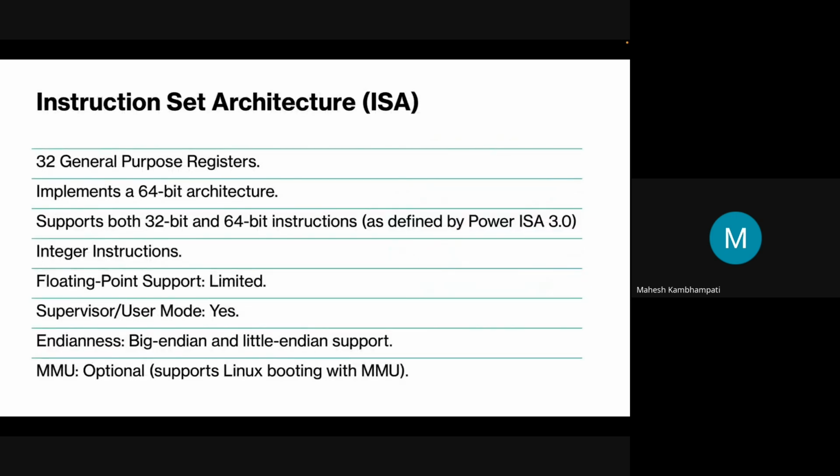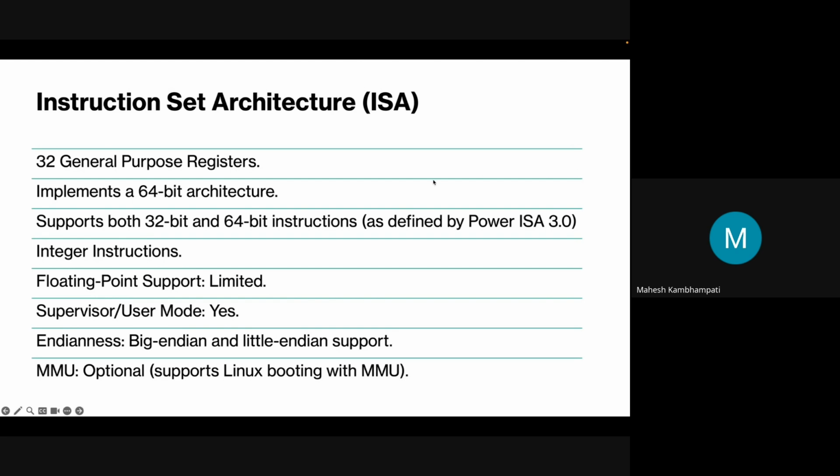So when we look at the ISA, or the instruction set architecture, it has 32 GPRs, or general purpose registers. It has a 64-bit architecture. It supports both 32 and 64-bit instructions as defined in Power ISA. It supports integer instructions, and there is also support for FPU or floating point instructions, but the support is pretty limited. So it operates in supervisor mode, which allows the operating system full resource access.